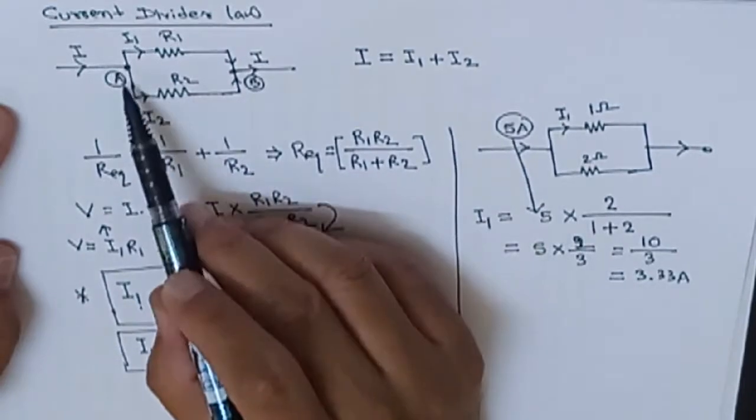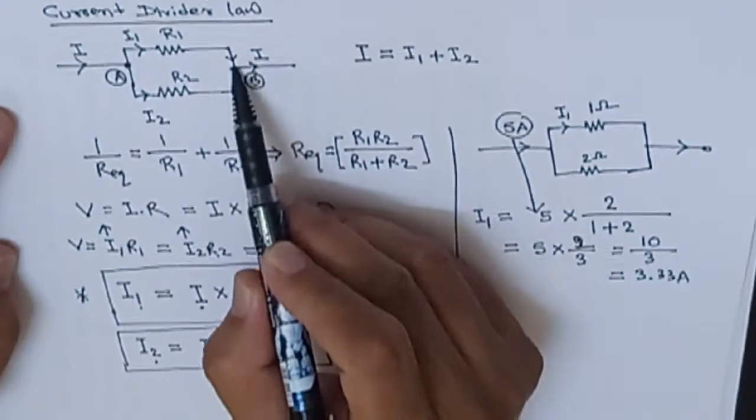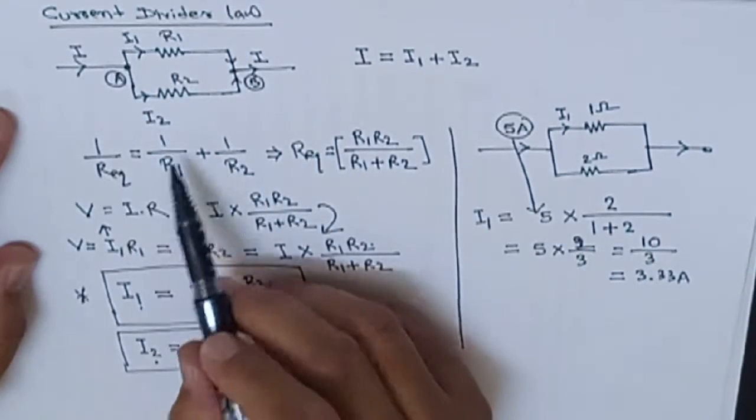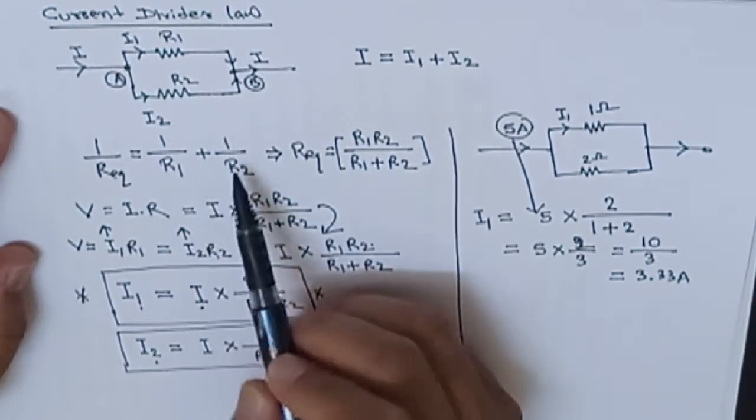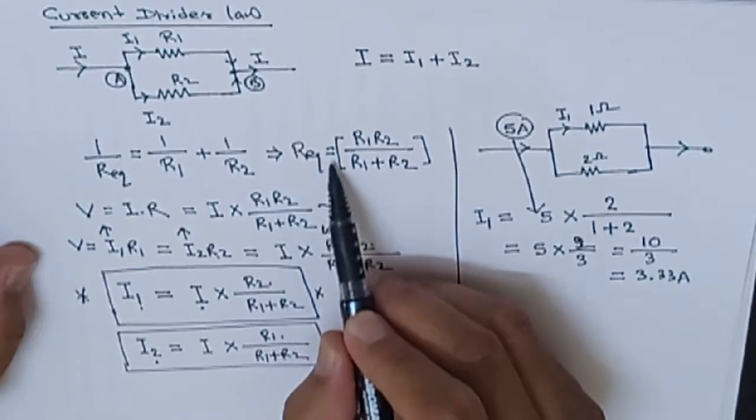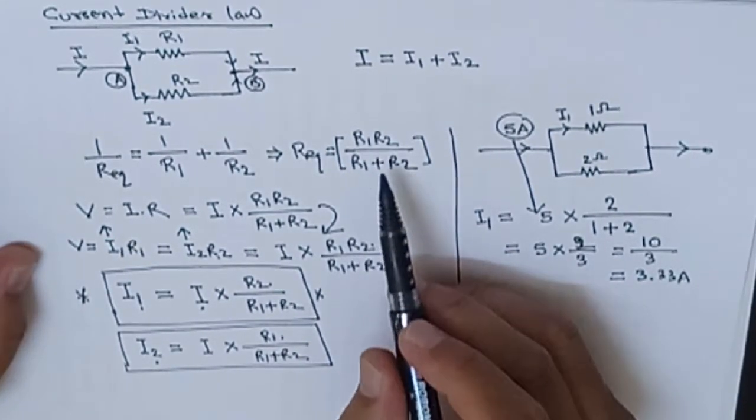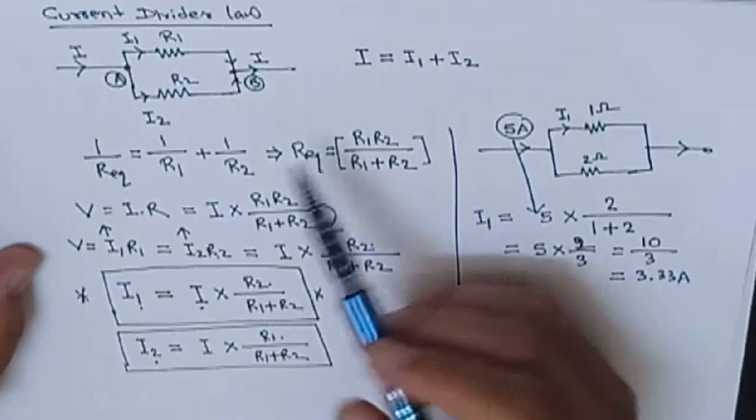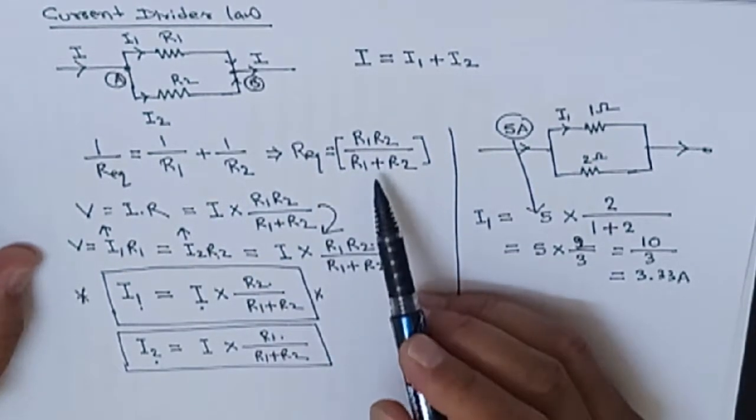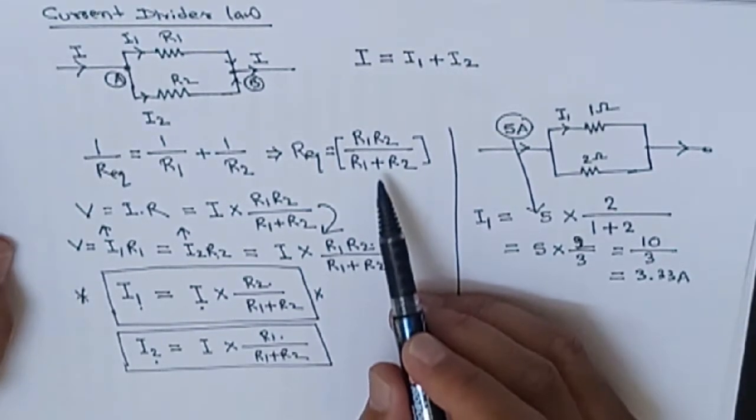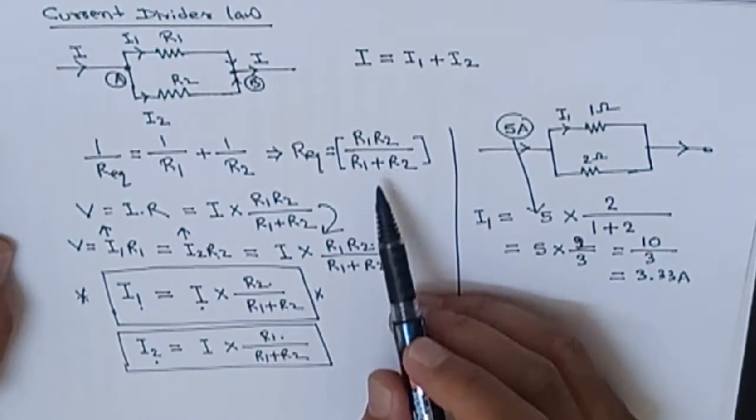Now, if we consider point A is here and point B is here, then between A and B the equivalent resistance we can consider as 1 by R1 plus 1 by R2, that is equal to 1 by R equivalent, so R equivalent equals R1 R2 divided by R1 plus R2. If you don't know how to make the equivalent resistance, you can go through the previous video where I describe how to make the series connection and how to make the parallel connection.